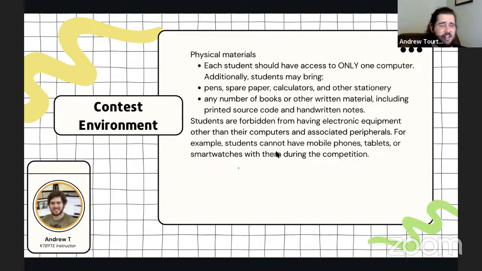Again, they have said that you can refer to written notes here, which is unusual for this kind of contest, but that may be the case. So we'll go with what they say until we hear otherwise. But yeah, no mobile phones, no chatting, no looking on the web for anything like that.